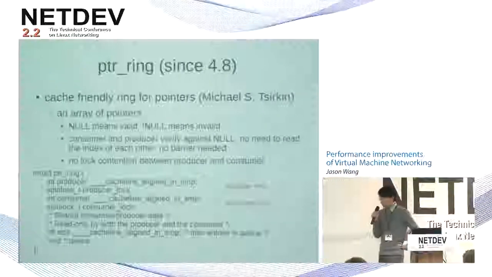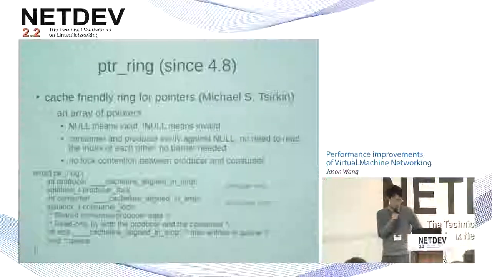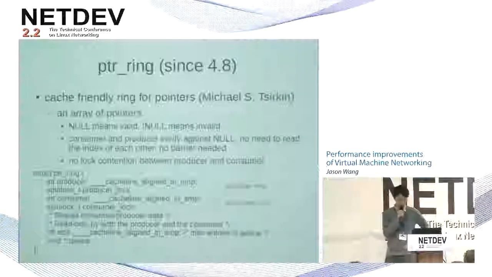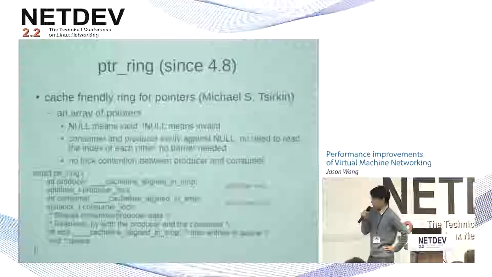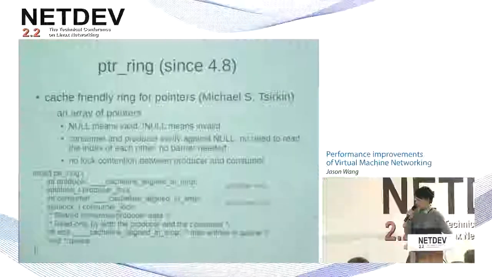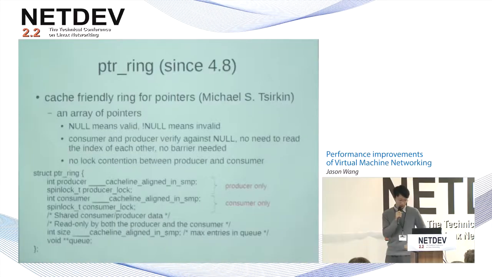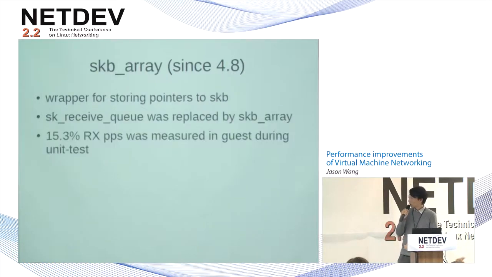For example, if we find the current entry is null, it can produce an entry. To prevent each side from accessing the other's cache line, we align the index in the cache of the specific side. So the producer and the consumer have their own cache line, and the other side won't be touched. On top of the pointer ring, we implement wrappers for SKB pointers. We replaced the socket receive queue for tap, and we got about 50% improvement in the micro benchmark.